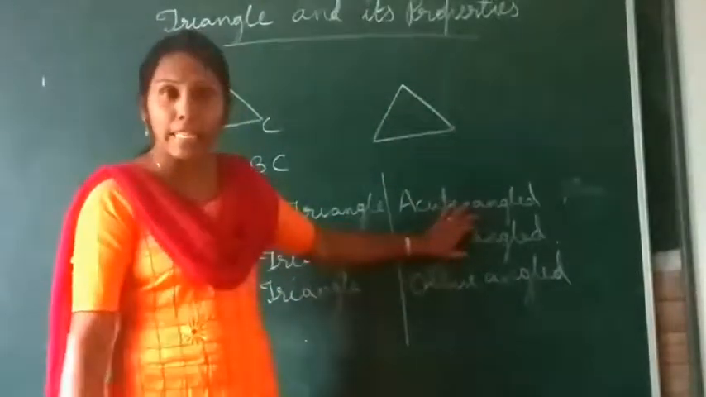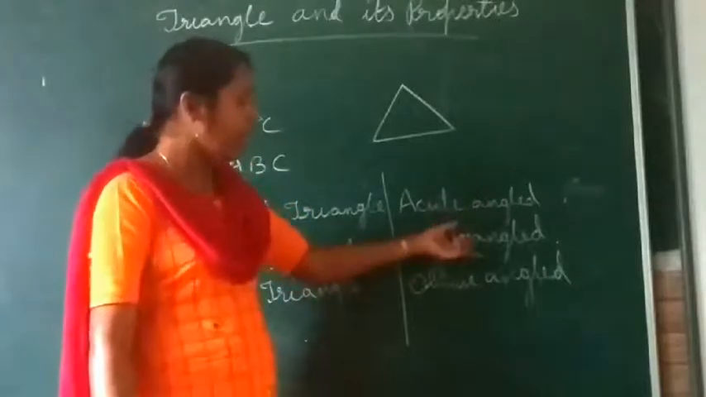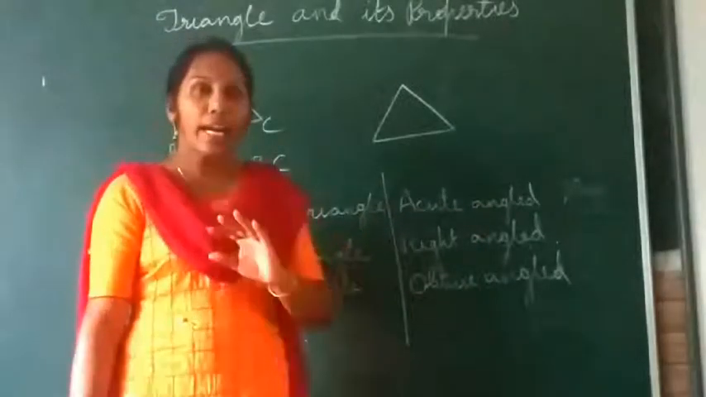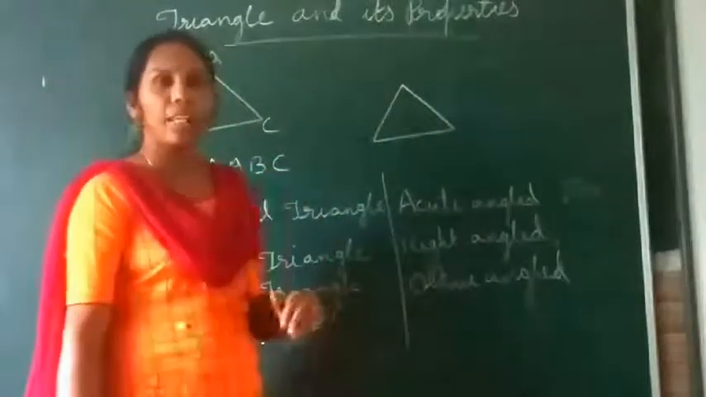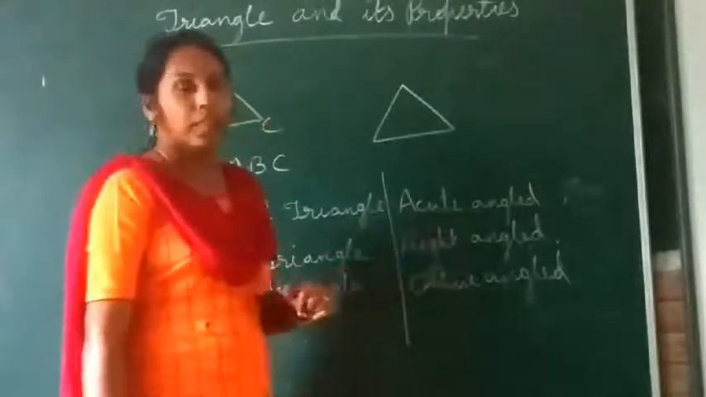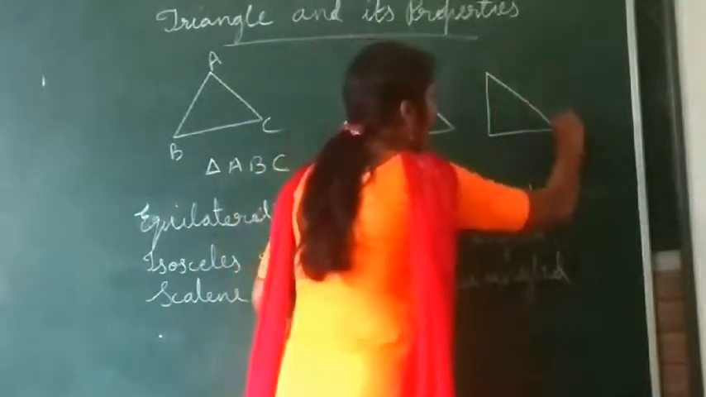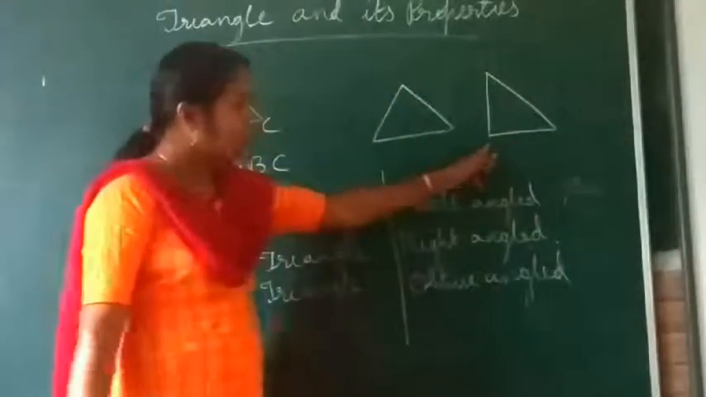Now you know what is a right angle. A right angle is an angle with a measurement of 90 degrees. If in a triangle one angle is a right angle, that triangle is known as a right angle triangle. A right angle triangle will look like this. One angle will always be 90 degrees.